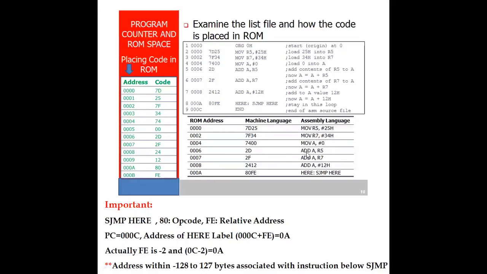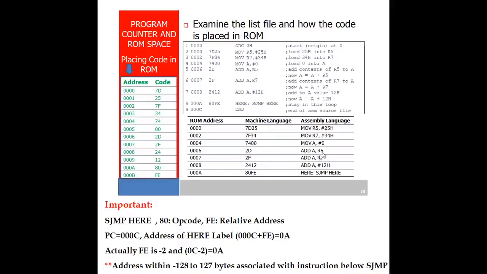Okay. So after that we are writing the instruction ADD A, R5. So what is the content of R5? It will be added with the value stored in the accumulator, and the result will be placed in the accumulator. After that, this instruction ADD A, R7: the value stored in R7 will be added with the result we have obtained in the previous instruction.